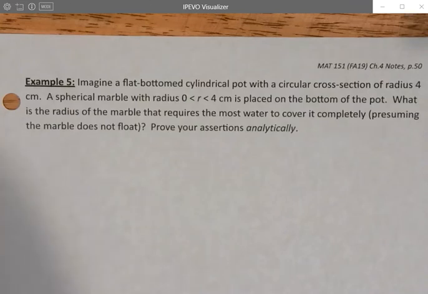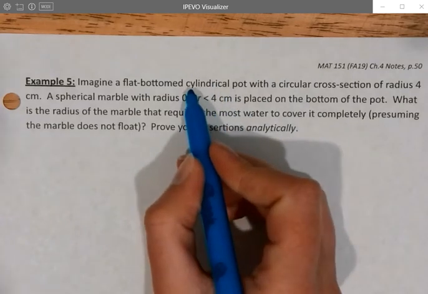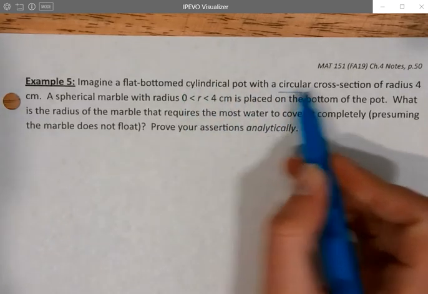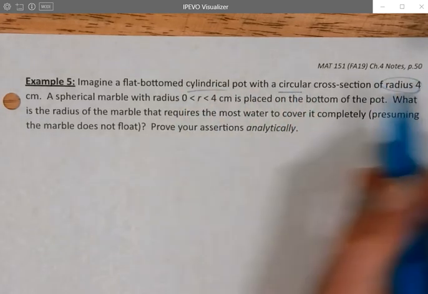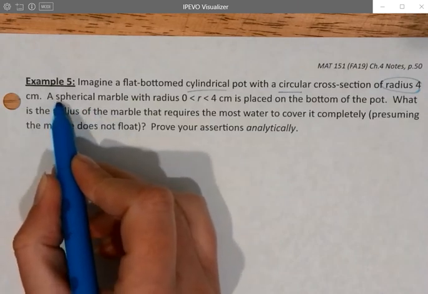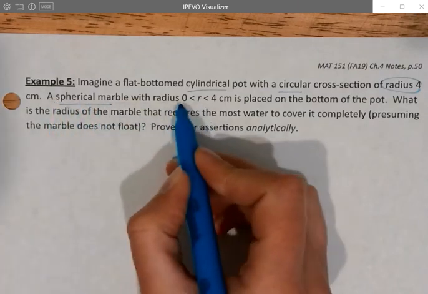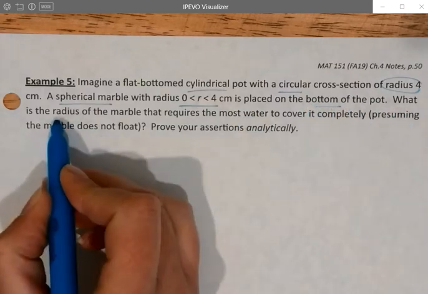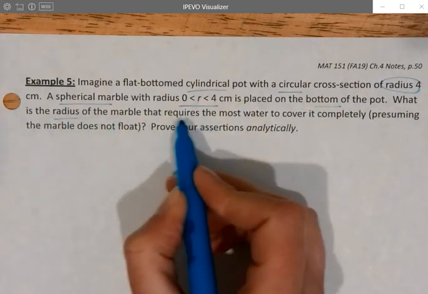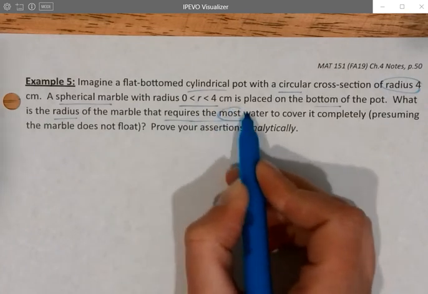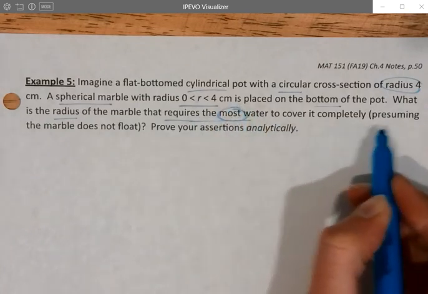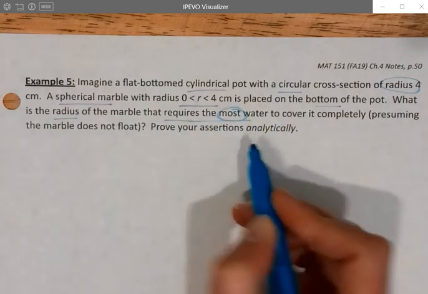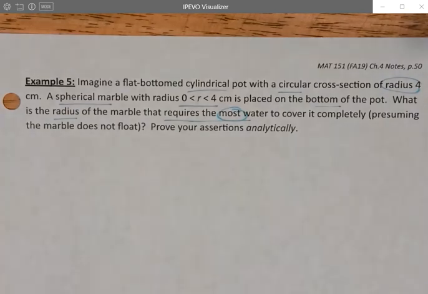Finally, here in example 5, we're looking at a cylindrical object that has a circular cross section with a radius of 4. We're going to place a spherical marble whose radius could be between 0 and 4 into the bottom of the pot. We want to know what is the radius of the marble that is going to require the most water to cover it completely. Presuming the marble does not float, we have to prove our assertions analytically.